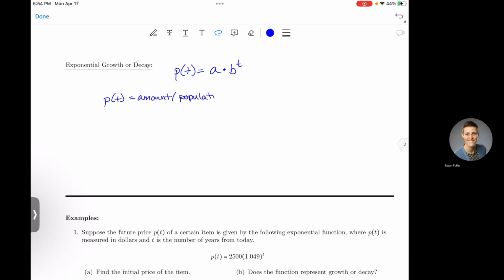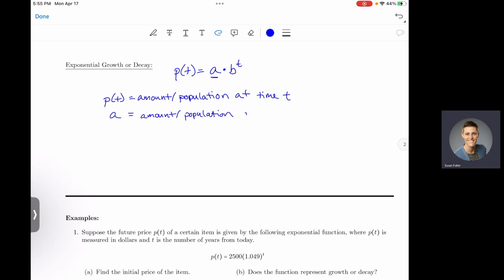What these things are: P of t is going to be your amount or your population at time t. Whatever value t takes on, P of t is the amount or the population at that time. A, that number out front, is your amount or population at time t equals 0. That means your starting amount or population. It's your initial starting point.